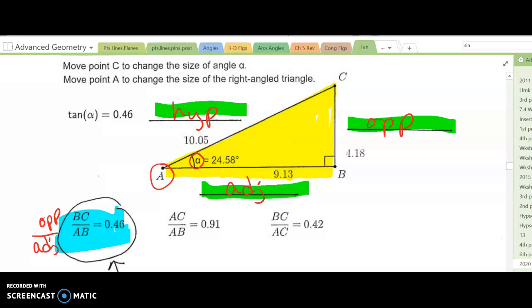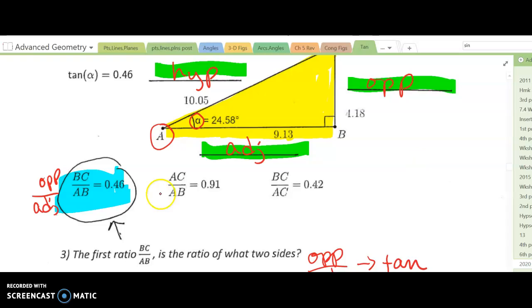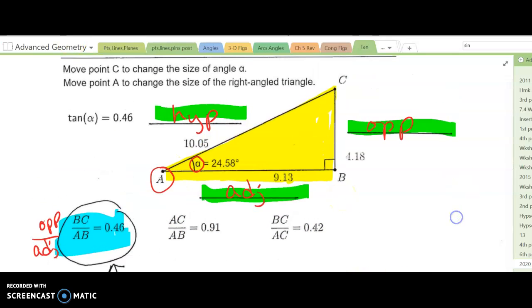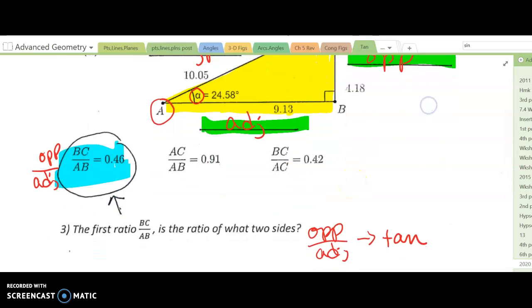Okay, so hopefully now you have labeled the hypotenuse, opposite, and adjacent sides. The other thing we want to draw your attention to is that there are three ratios down here at the bottom. We're going to specifically focus on this first one because, as you might notice, that is BC, which is the opposite side, over AB, which is the adjacent side, and that's the one we care about today. The tangent ratio is what that is.